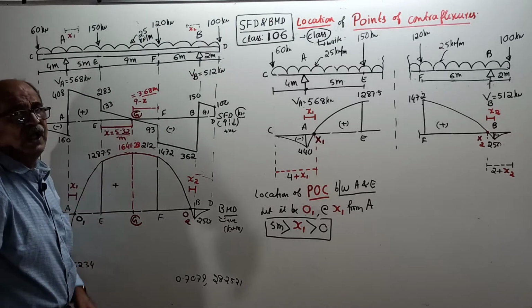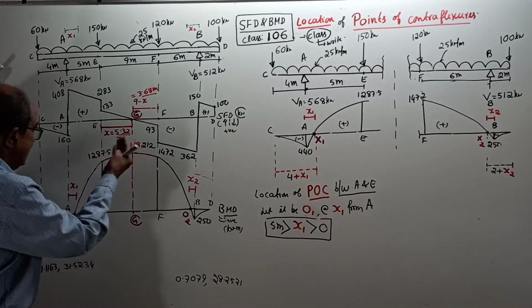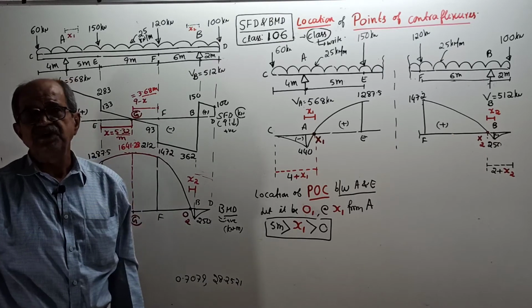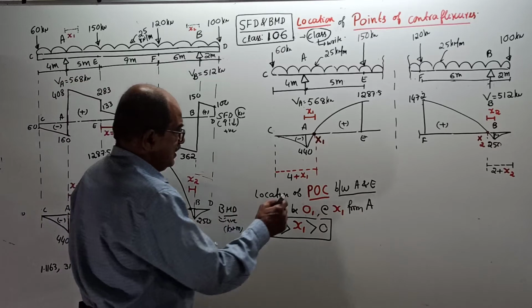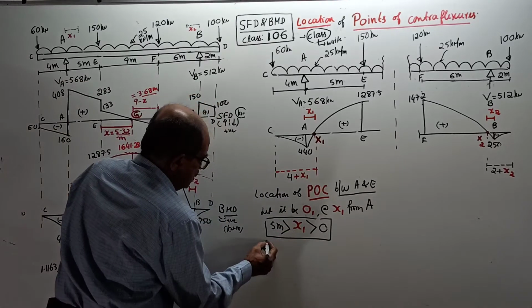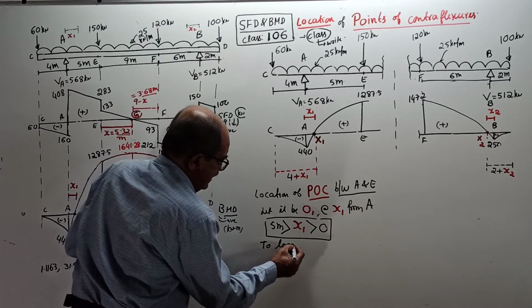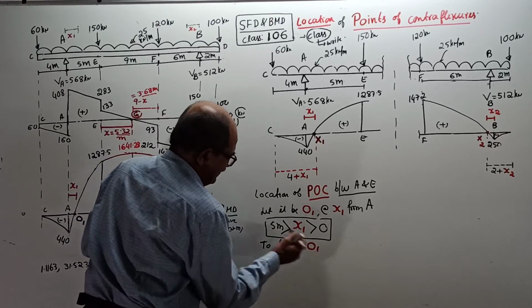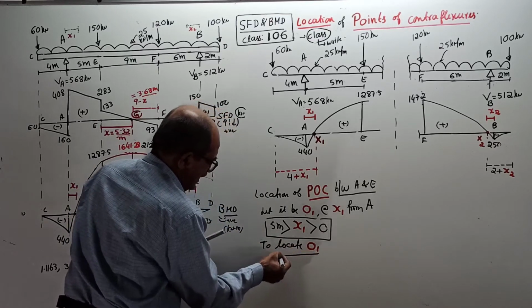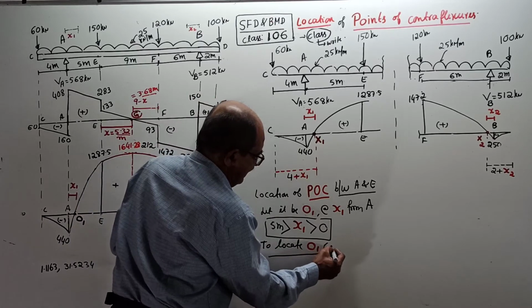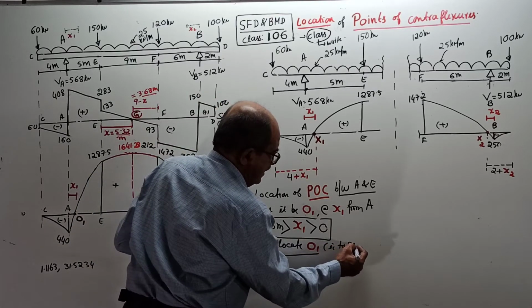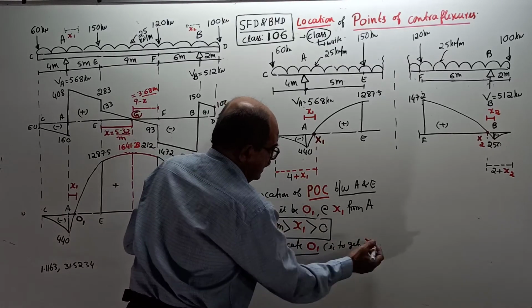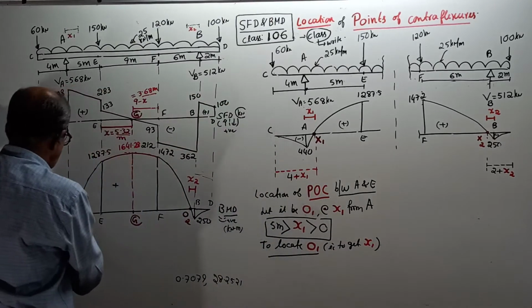But here you can't do that way because it is parabolic variation. For parabolic variation, you cannot apply similar triangles. It is nonsense. Therefore, now see, how to locate x1? To locate the point O1, sometimes it happens, that is to get the value of x1. Locating the point O1 means getting the value of x1.